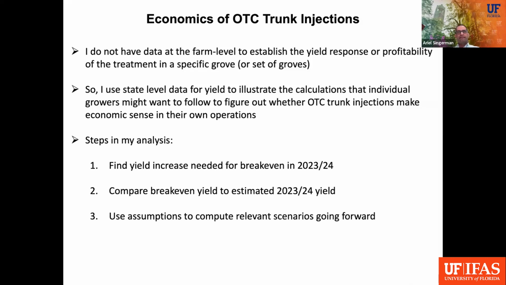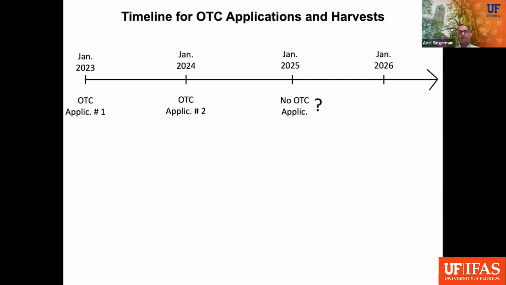So the steps that I will take in the analysis that I will share with you is, first, I will find the yield increase that is needed for break-even in this past season, 2023-24, but at the state level, and compare that break-even yield to the estimated yield increase in this past season. And then I will use some assumptions to compute relevant scenarios going forward. Now, for the economic analysis, it is important to consider that the OTC applications and the yield response occur at different moments in time. And so for that reason, I always find it useful to start with a timeline.